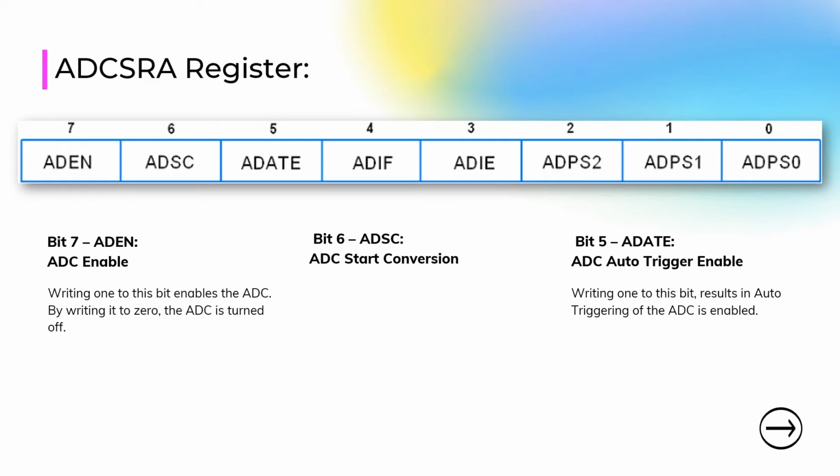And bit 5, which is ADATE, the auto trigger enable of the ADC, writing 1 to this bit enables auto triggering of the ADC. So simply by writing 1 to these 3 bits will enable their functions, and writing 0 will stop their function. So using these 3 bits, we can start the conversion, we can enable the ADC, and we can enable the auto trigger mode in the ADC as well.